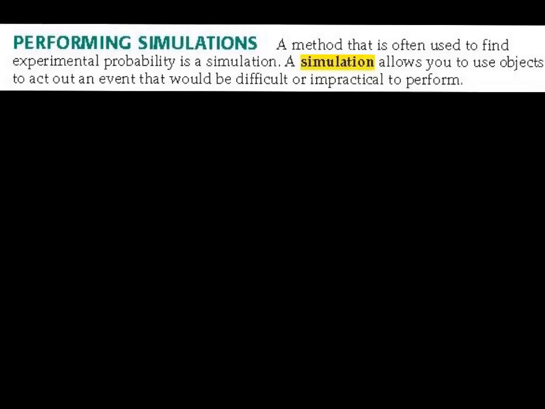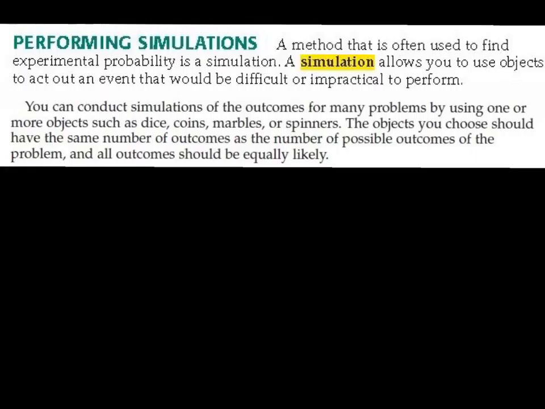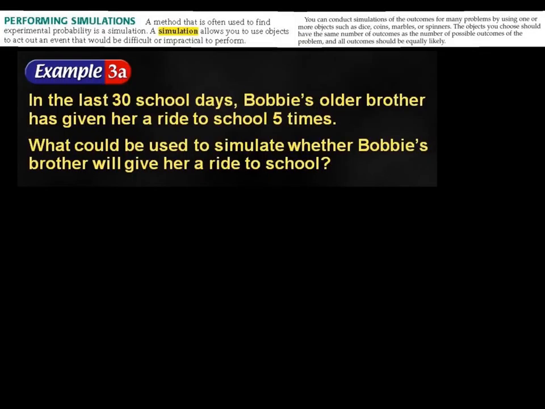A method that is often used to find experimental probability is a simulation. A simulation allows you to use objects to act out an event that would be difficult or impractical to perform. You can conduct simulations of the outcomes for many problems by using one or more objects such as dice, coins, marbles, or spinners. The object you choose should have the same number of outcomes as the number of possible outcomes of the problem, and all outcomes should be equally likely.